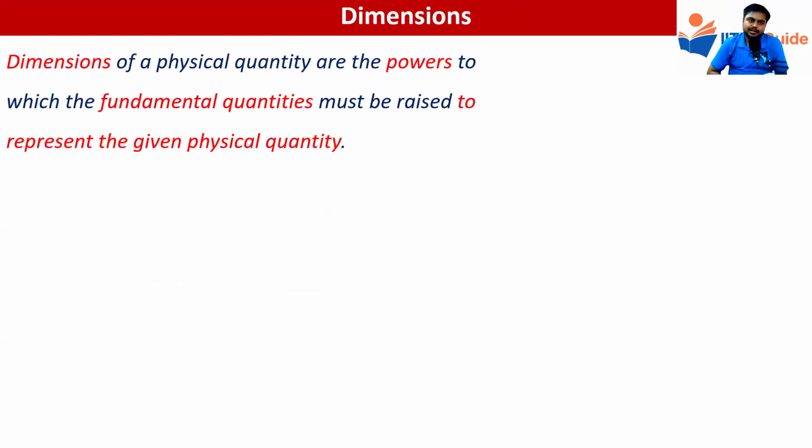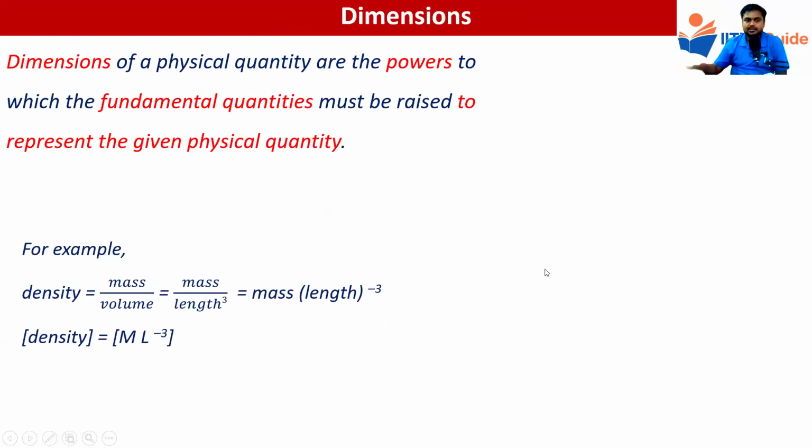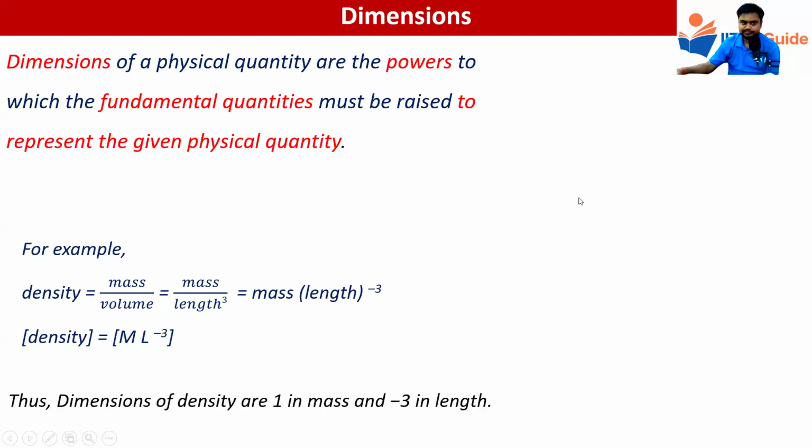Dimensions of a physical quantity are the powers to which fundamental quantities must be raised to represent the given physical quantity. Okay, so density is mass divided by volume, or mass divided by length cube. So that is kg per meter cube. So cube that, or like 3 is going to be the dimension. Thus the dimensions of density are 1 in mass and minus 3 in length.